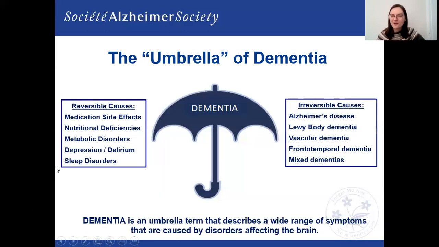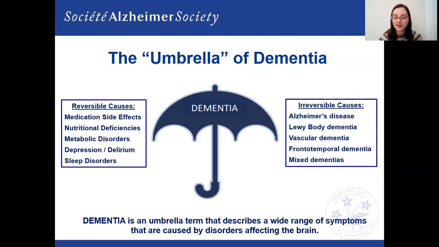I think that does a pretty good job of explaining it. But let's dive a little bit deeper. In this image, we see dementia as the overall overarching umbrella term. And the two boxes on either side of it show some of the common causes of dementia. On the left side of the umbrella, you can see the reversible causes of dementia. And on the right, we have the irreversible causes.